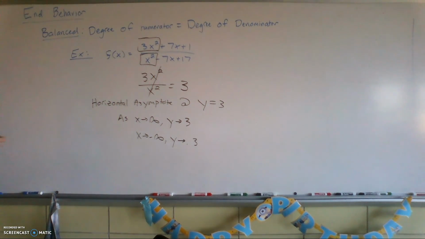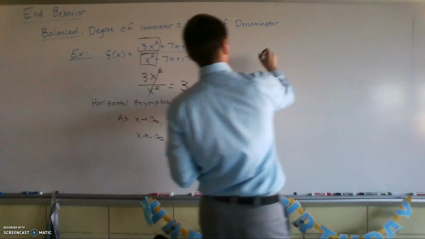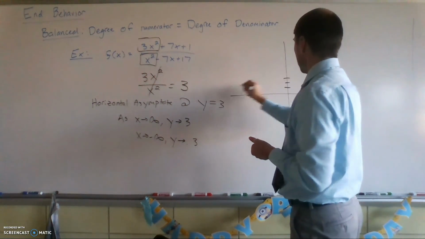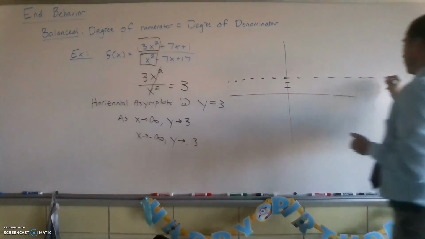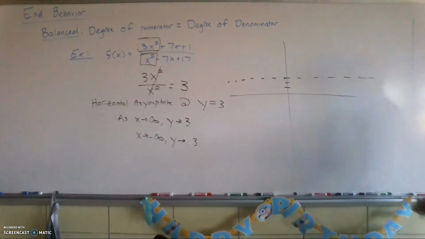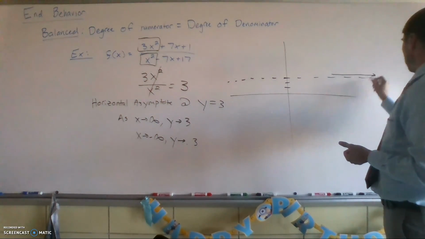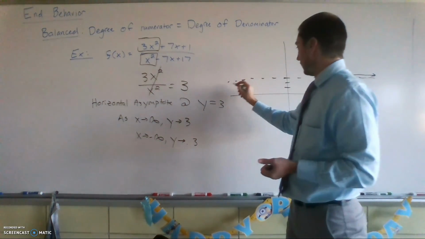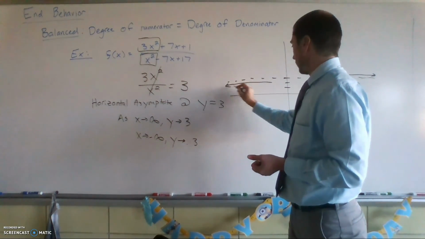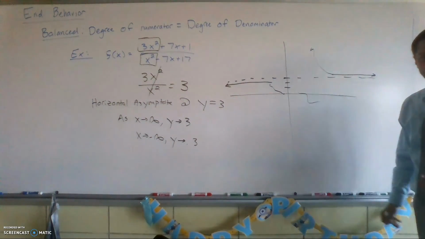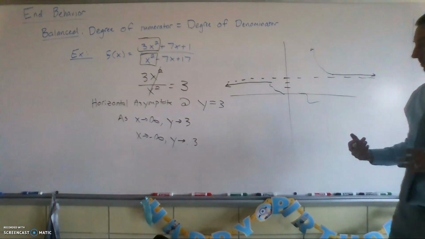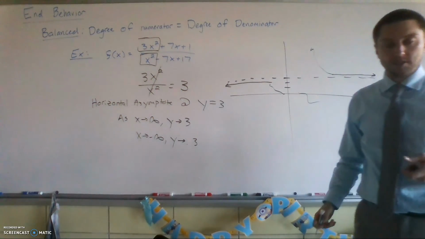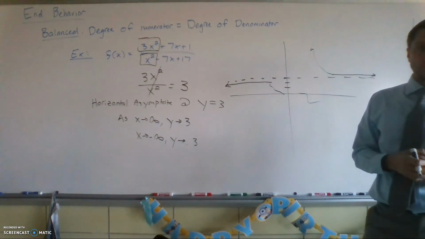Okay? And if you were to graph this, I don't know what everything would look like as far as the x-intercepts and stuff, but I know that I'm going to have a horizontal asymptote at 3, and as I go to the right, my graph's going to be approaching 3, and maybe I don't know what's going on in here, and on the left, it's going to be approaching 3, and I don't know what's going on there. But I know my end behavior, as x gets really big to the right, and as x gets really negative to the left, both are going to be approaching 3.